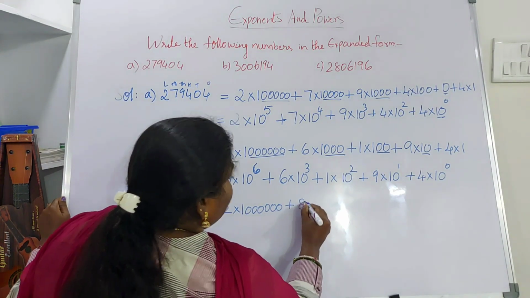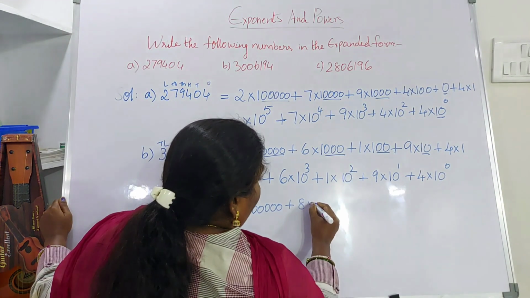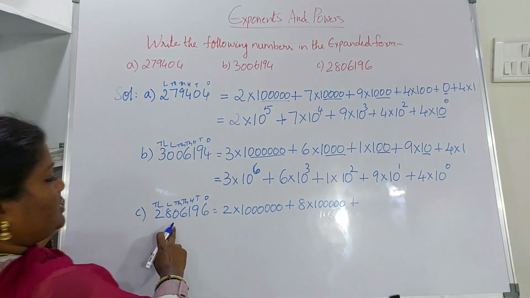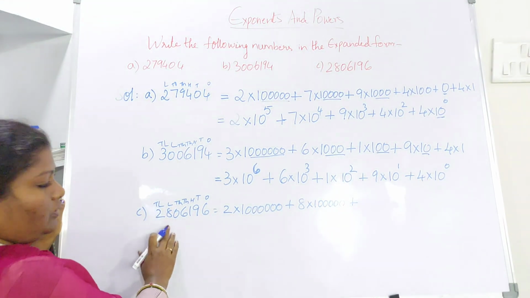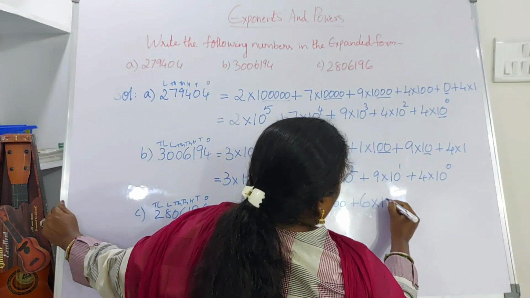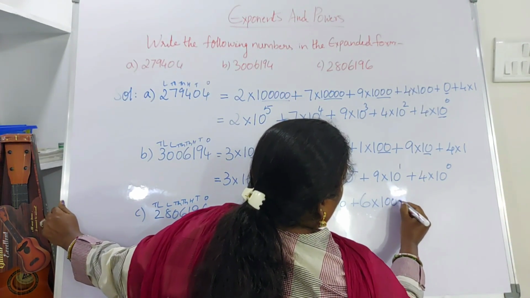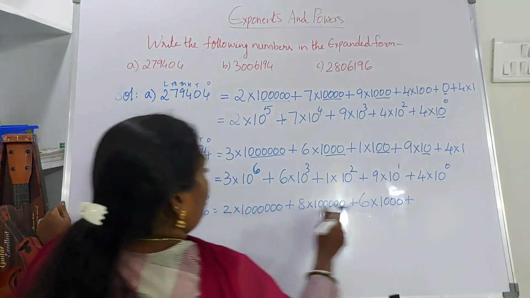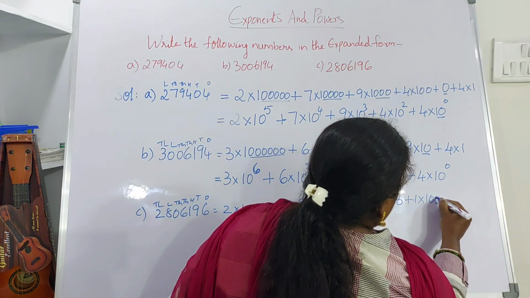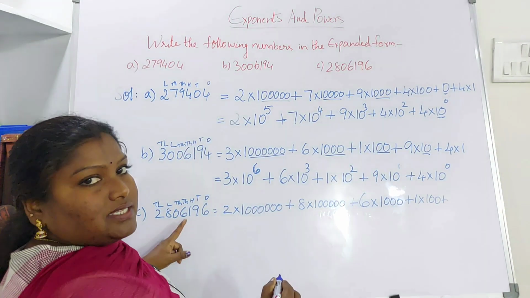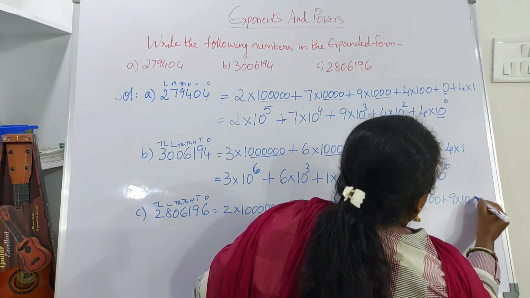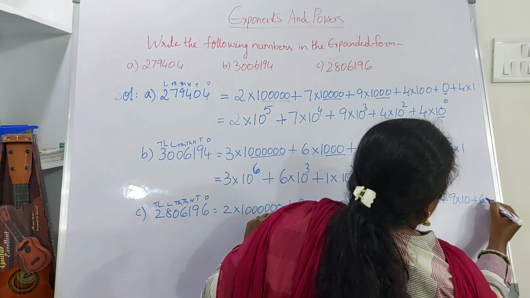Plus 8 is in the lakhs place. So 8 into 1 followed by 5 zeros, plus, here 0 is in the 10,000 place, so you can neglect. Now 6 is in the thousands place. 6 into 1000, that is 1 followed by 3 zeros, plus 1 is in the hundreds place. So 1 into 1 followed by 2 zeros, plus 9 is in the tens place. So 9 into 10, plus 6 is in the ones place.